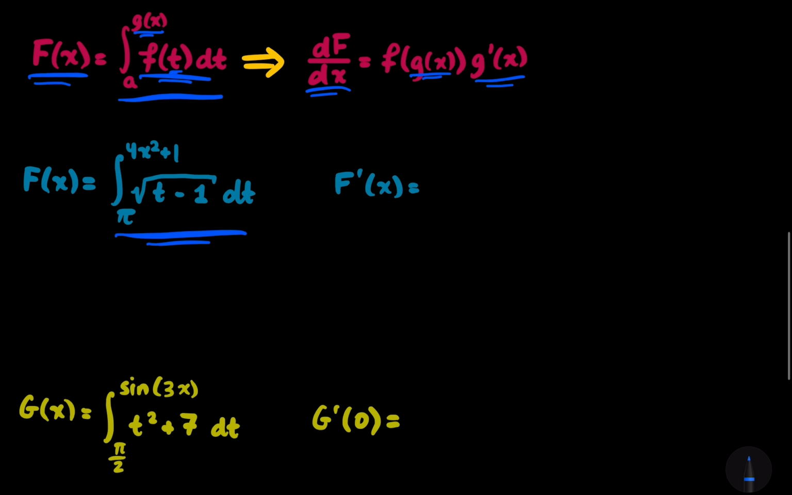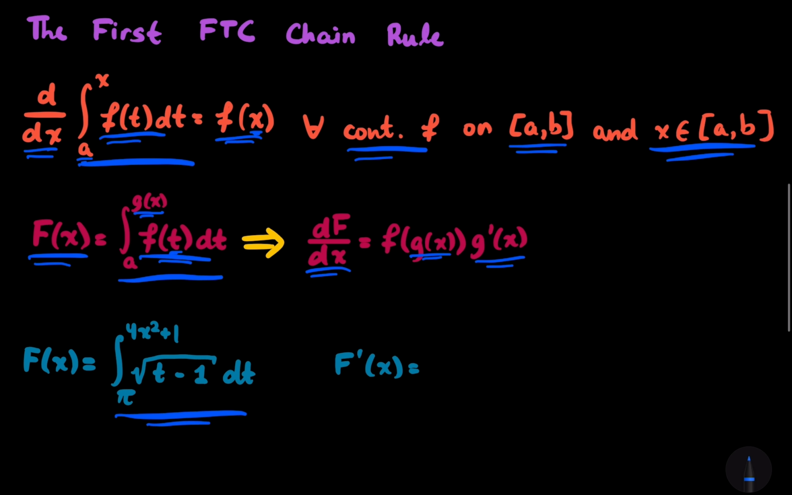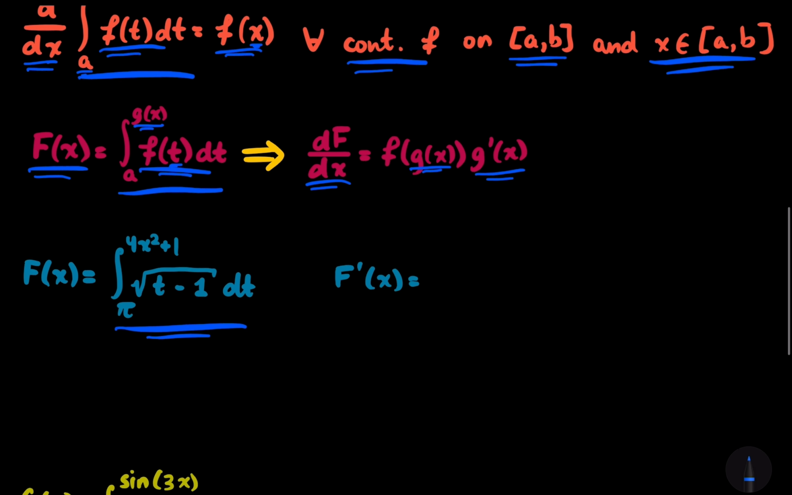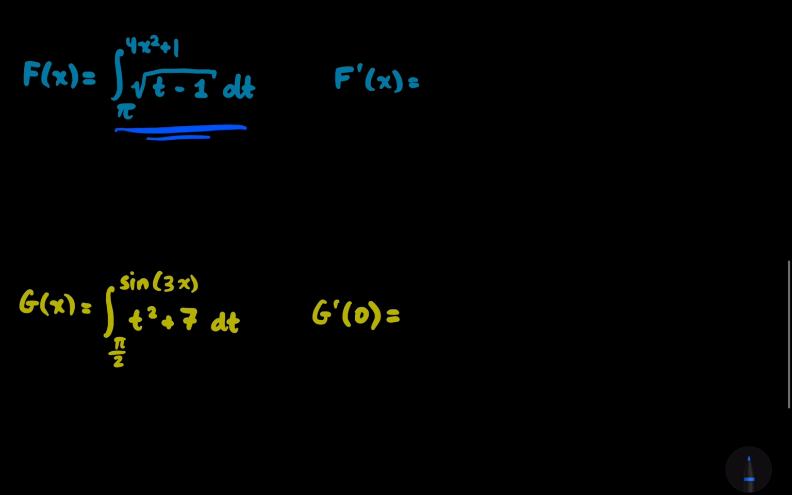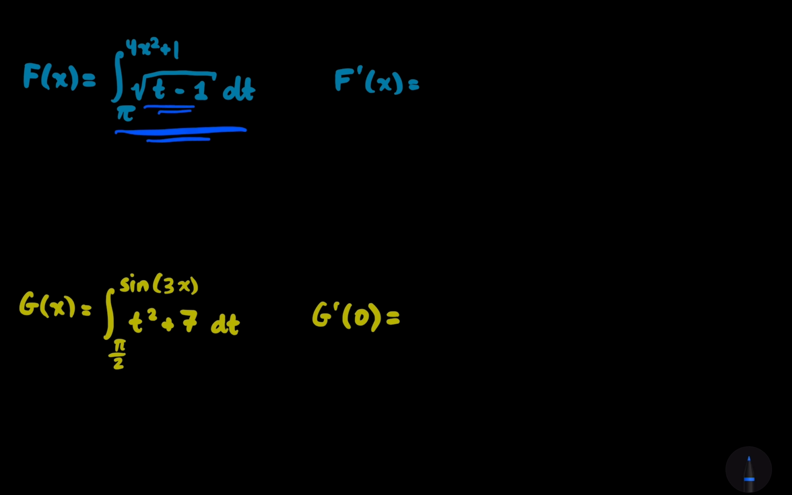So let's go ahead and actually use, first of all, the first fundamental theorem, and then we're going to apply the chain rule as well. So the first fundamental theorem tells us that essentially we just have to take this integrand and replace t with this g of x right over here, right?